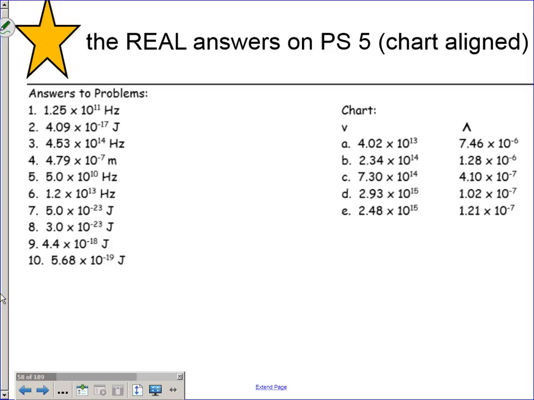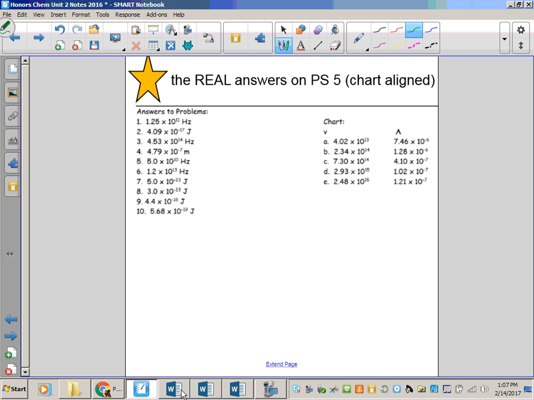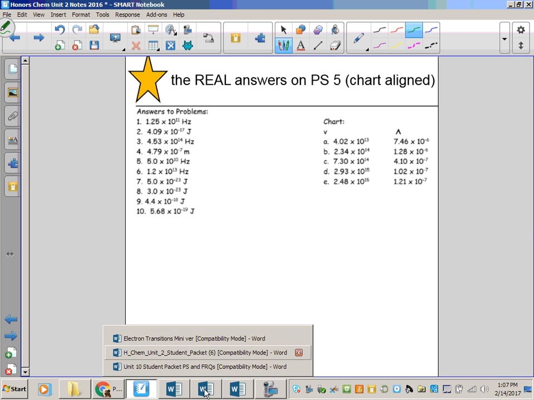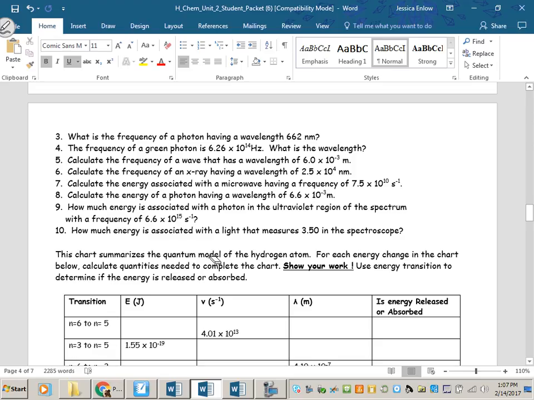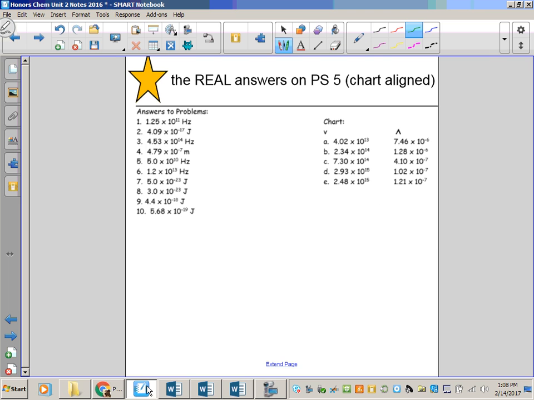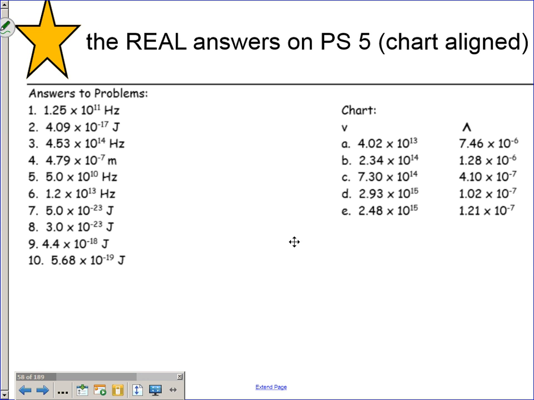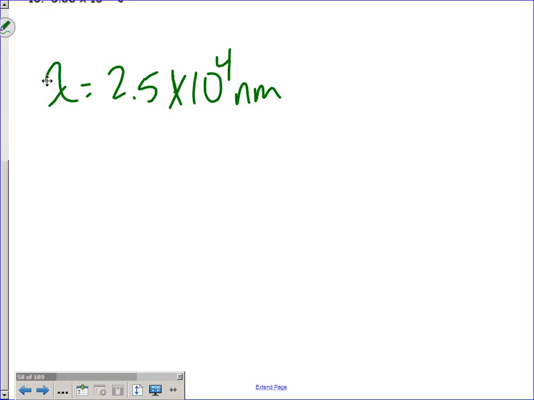Okay, number 6 was... 6, calculate the frequency of an X-ray having a wavelength of 2.5 times 10 to the 4th nanometers. Ooh, nanometers, that's where we want to do this one. Okay, so nanometers, 2.5 times 10 to the 4th. Nanometers, right? Okay, can I plug this right?